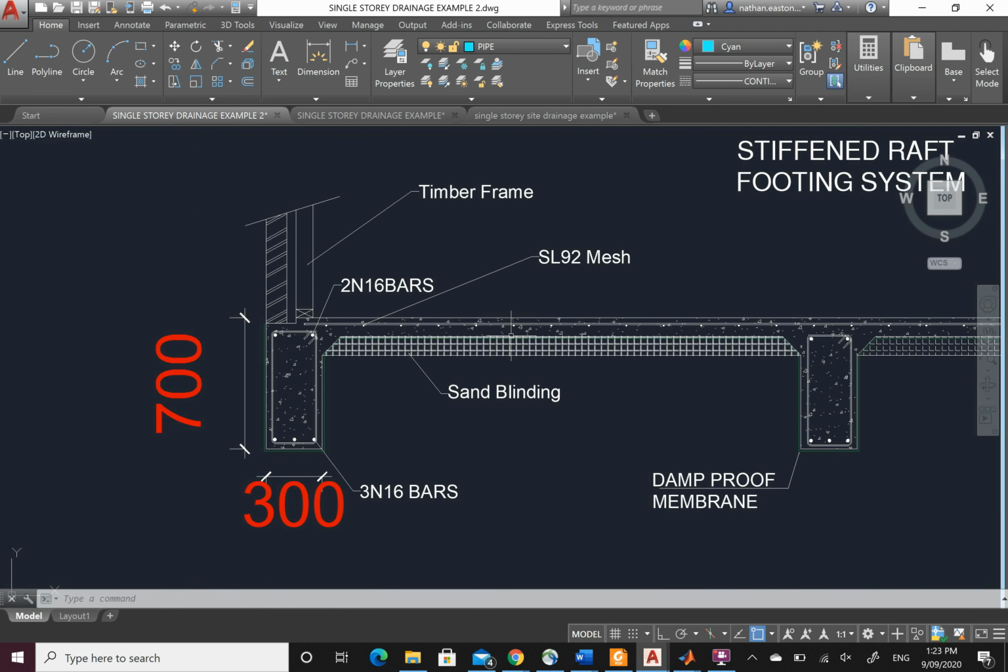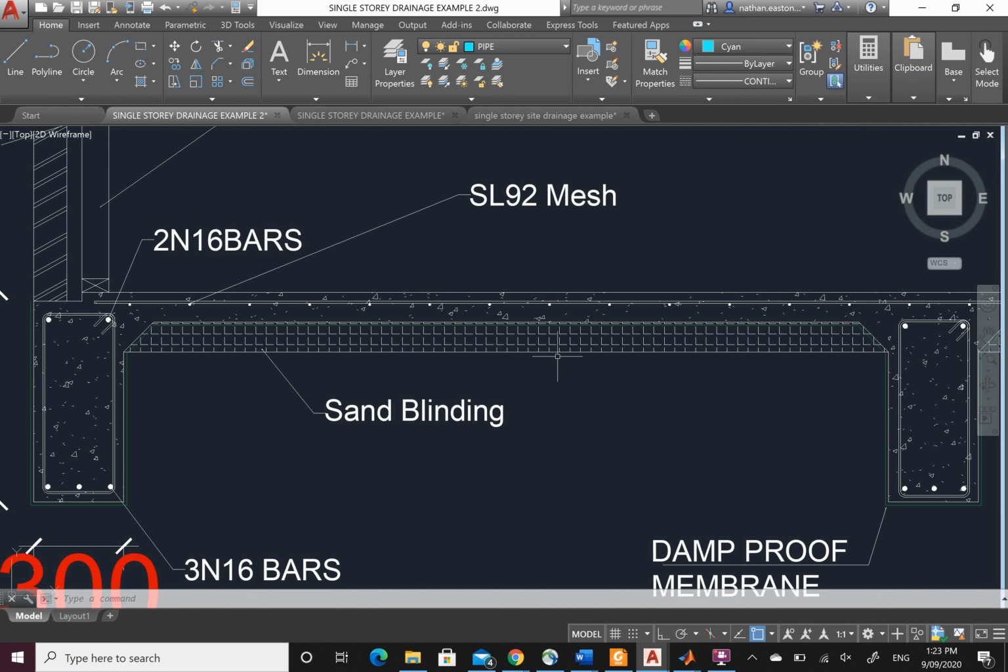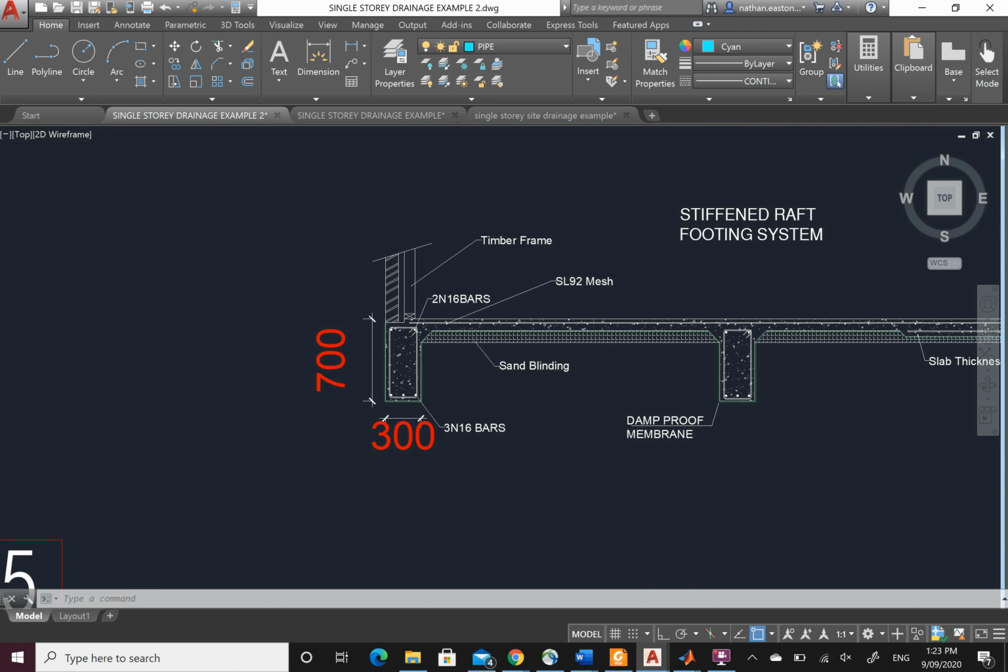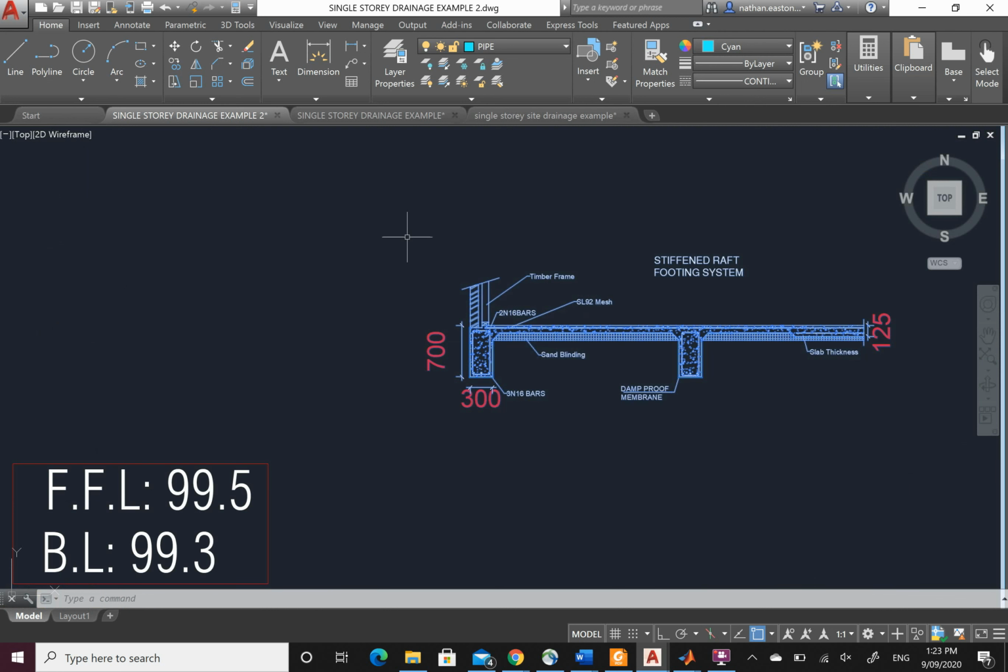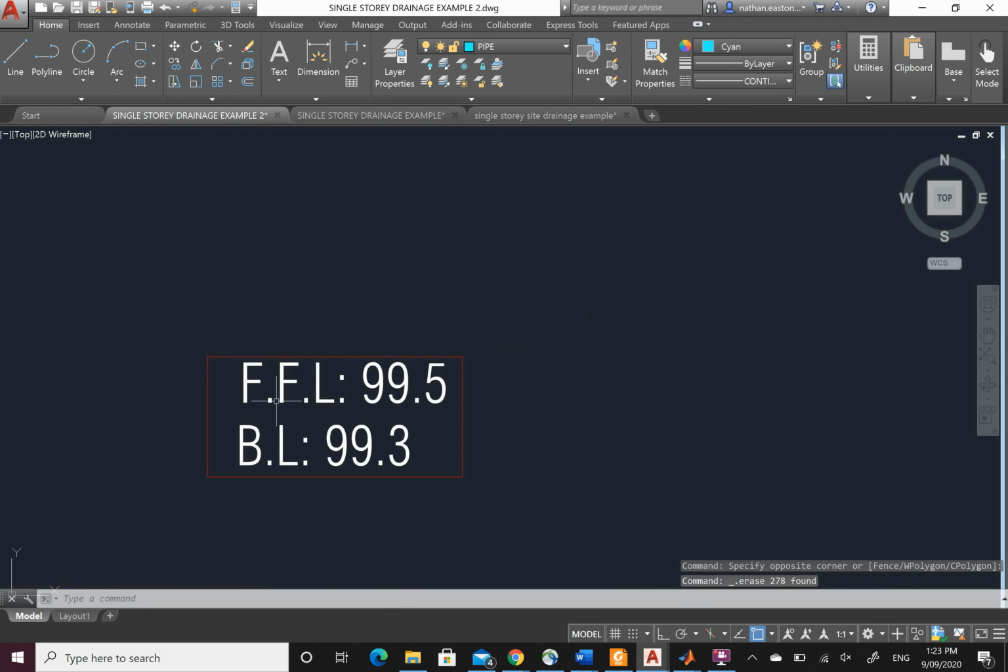Remember, our slab is 100 millimeters usually, and then we have 100 millimeters of blinding sand. So what that means is, sorry, this point here, the bottom of the blinding sand, is our bench level. The top of the slab is our finished floor level, with 200 millimeters between them. So that's where those levels come from. So let's delete that, don't need it anymore. Bottom of the sand, top of the slab, 200 between them. That's all you need to know.